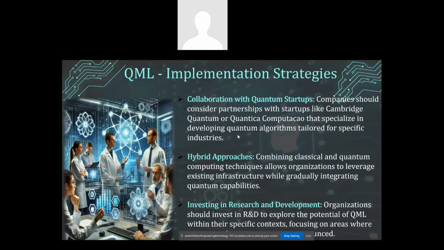We can start, but within a single day, it won't change. It's linear; we need to adapt to quantum machine learning gradually. So the hybrid approach is the best approach, so that we can slowly move to quantum machine learning in any industry, right? Okay, and then investing in research and development.